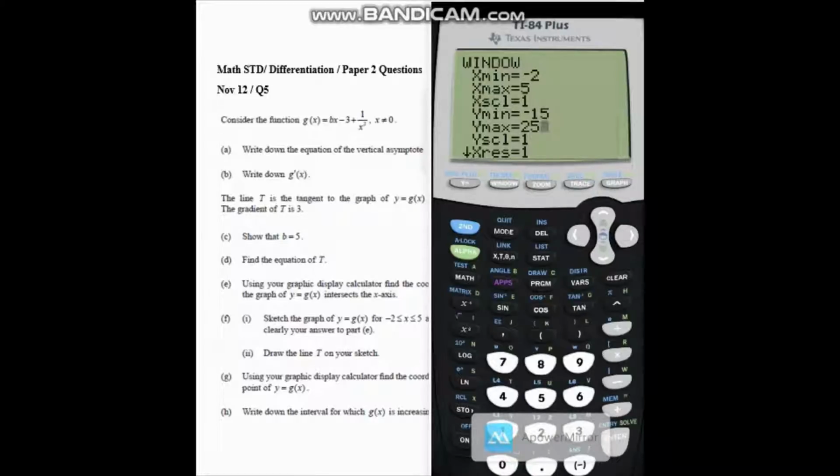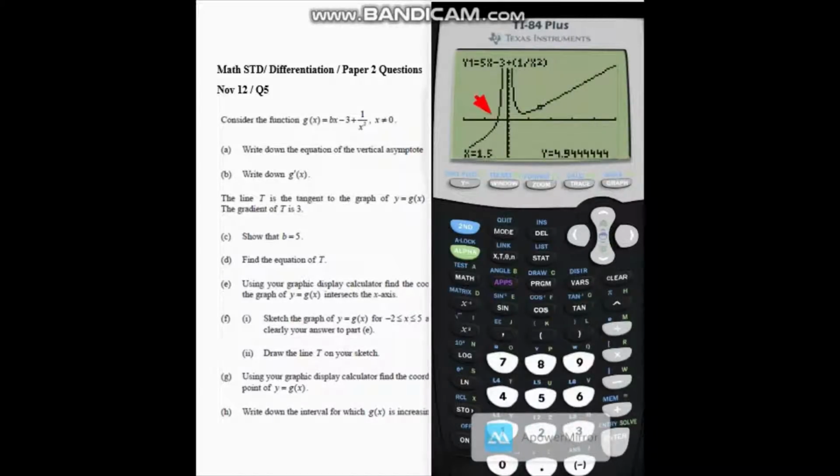Then I click on trace again, and there is my function, and I need to stick to this window in my sketch, and I need to show on my sketch the point where the curve cuts the x-axis. Having already found the coordinates in the previous question, I can add them to my sketch in small handwriting right there, just a bracket with the value of x and the value of y.